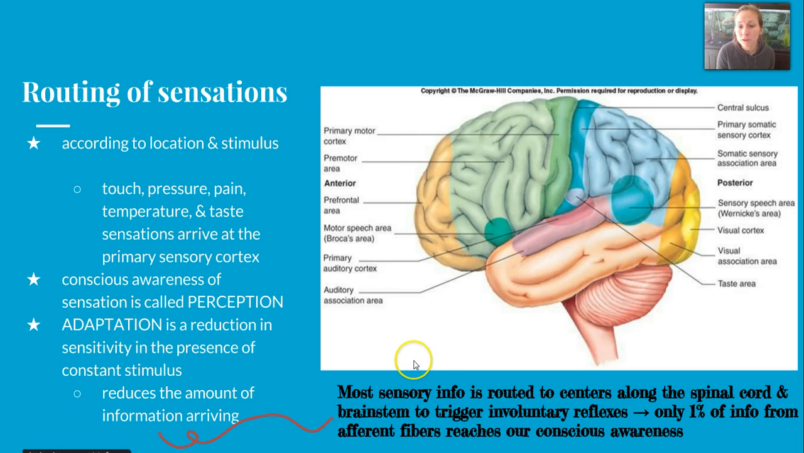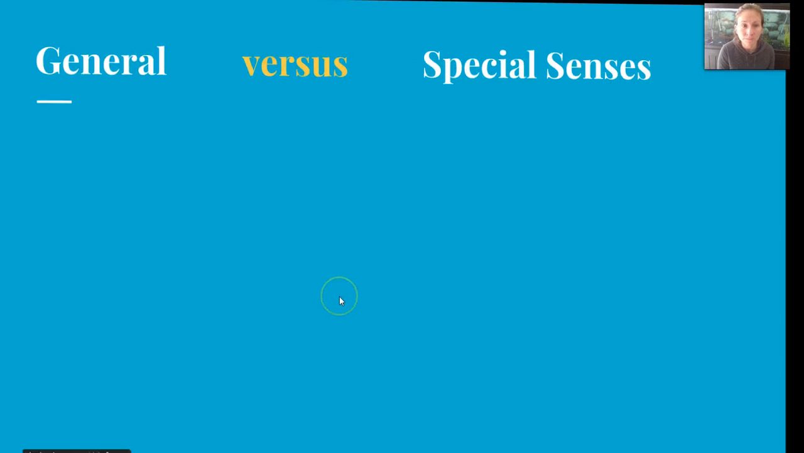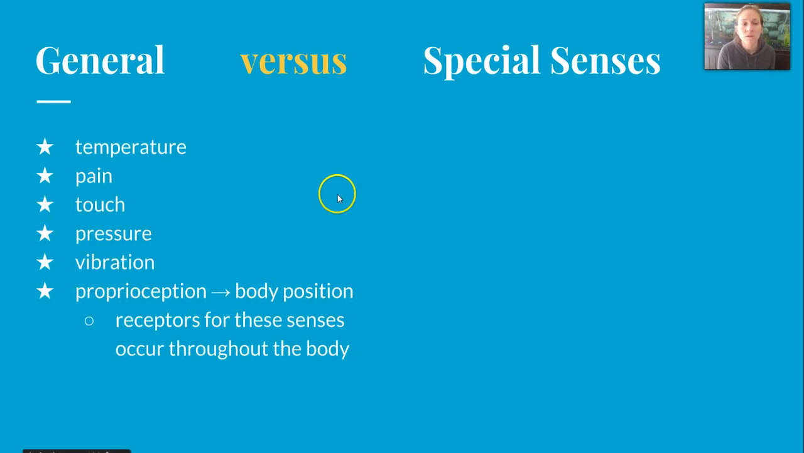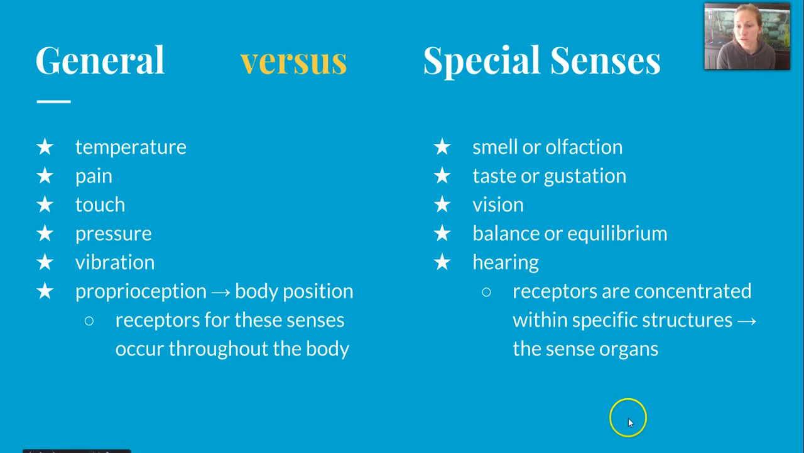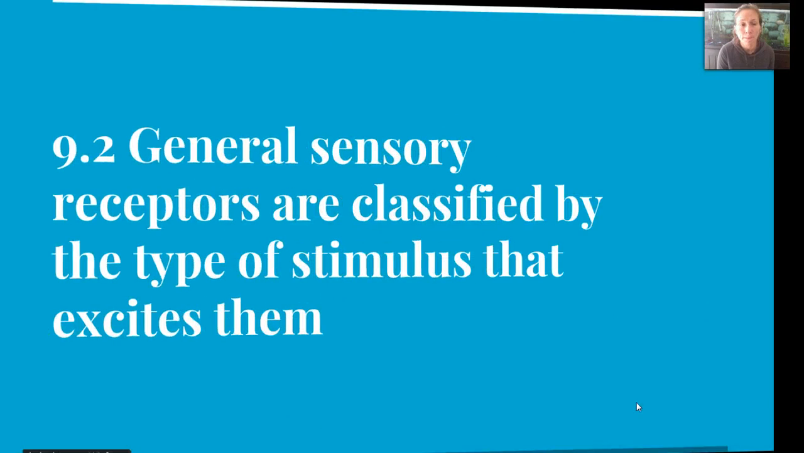Now, most sensory information is routed to centers along the spinal cord and brainstem to actually trigger involuntary reflexes. It doesn't get perceived, while only 1% of info from the afferent fibers reaches our conscious awareness and is perceived. Now, our general senses refer to temperature, pain, touch, pressure, vibration, and proprioception, which is our body position. Receptors for these senses occur throughout the body, while our special senses are concentrated within specific structures we call our sense organs that we'll talk about more shortly. But that's our smell or olfaction, our taste or gustation, vision, balance or equilibrium, and our hearing.